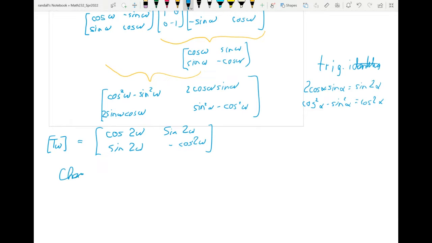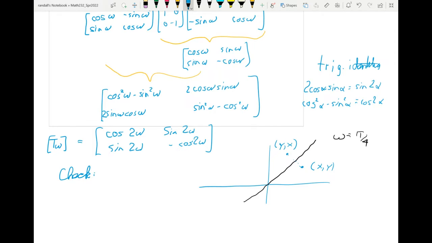So let's just check. Do we believe this? For example, take the diagonal line, so omega is pi over 4. I think you know that if you take the point with coordinates x, y and reflect across the diagonal, you get the point with coordinates y, x. You can prove that geometrically. So what is the matrix that does this operation? It is 0, 1, 1, 0. It interchanges the order. So let's check that our matrix does that.